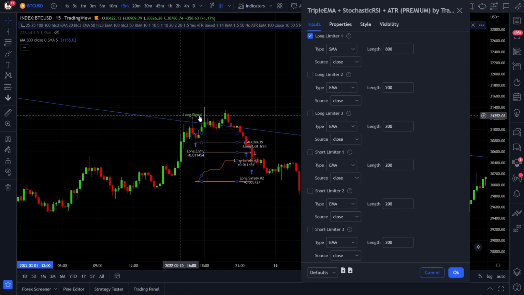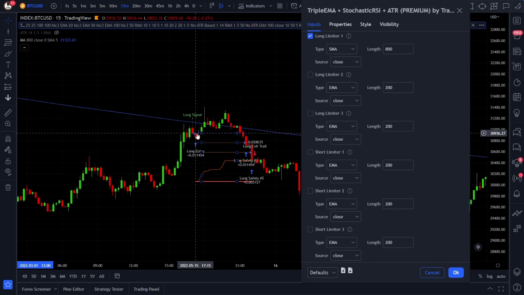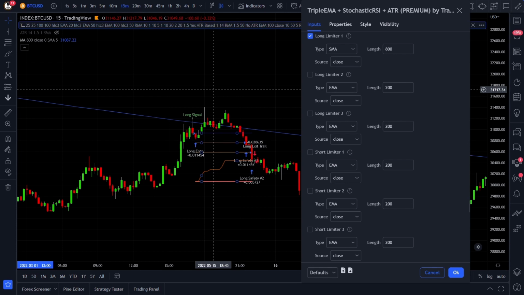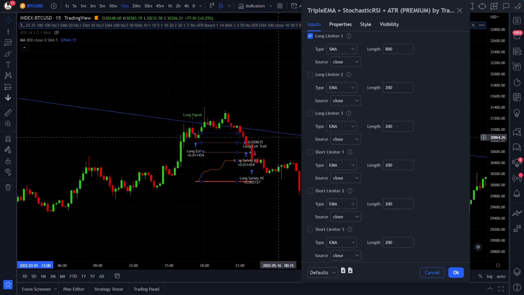Here you can see a long example. This long trade has been opened just below the 800 length MA, so its take profit level is on the other side of the moving average. In this case, the moving average serves as an effective resistance for this trade, which made the price turn around and hit the trade stop loss. But we can filter it out easily.